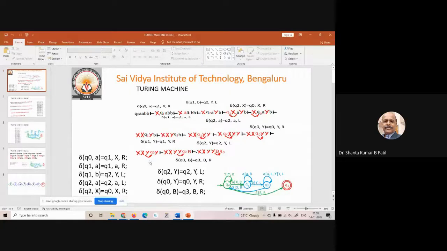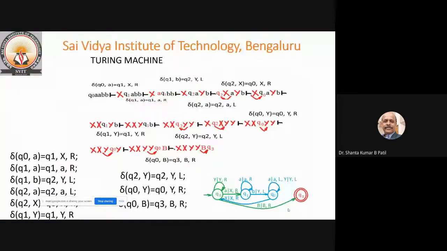So, the Turing machine, as we were discussing, reads the input string by moving left and right. For example, if you have the string AABB, it always reads from left to right first. Whenever it comes across the symbol A, it is replaced by X, the equivalent symbol for this A.